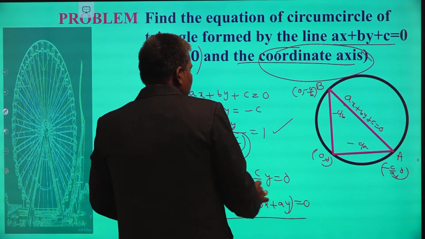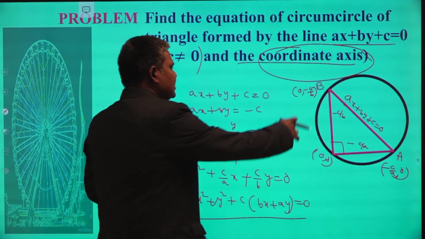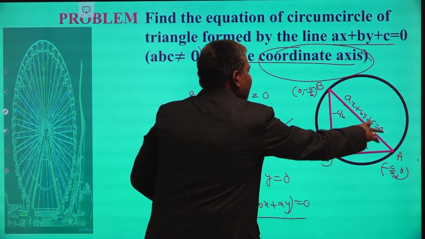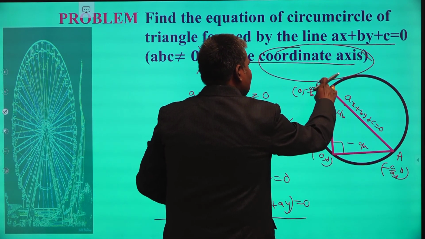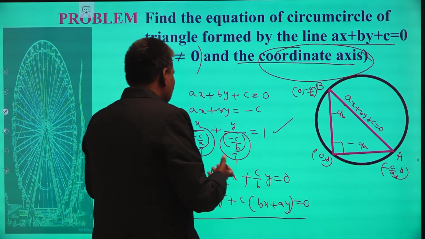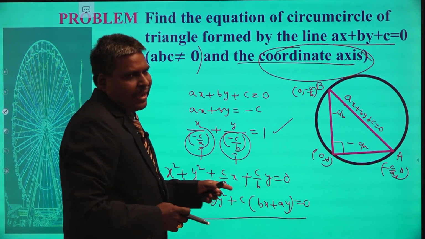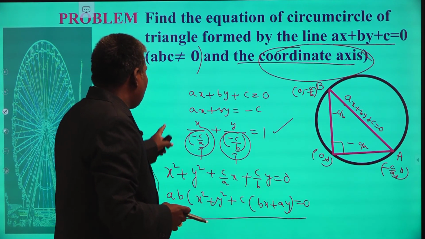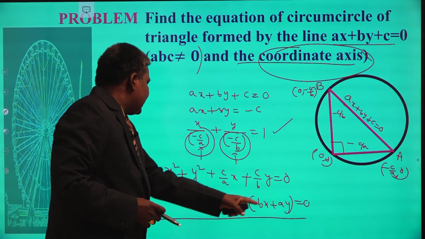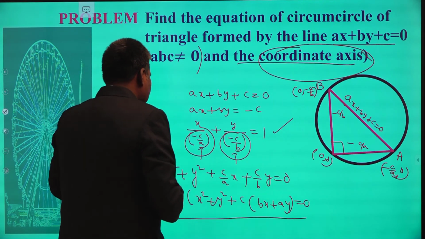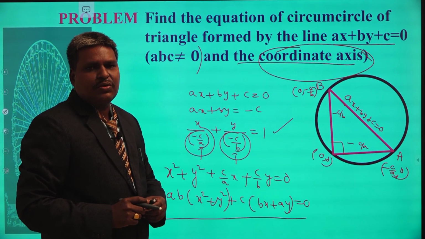Before writing this equation, you have to crack that this angle is 90 degrees. Because the angle in a semicircle is 90 degrees, this becomes the diameter of the circle. So the hypotenuse of the right angle triangle becomes the diameter of your circle. You can write the equation of the circle as x square plus y square minus ax minus by equal to 0. After substitution of a by minus c by a, b by minus c by b, we get ab times of x square plus y square plus c times of bx plus ay is equal to 0.